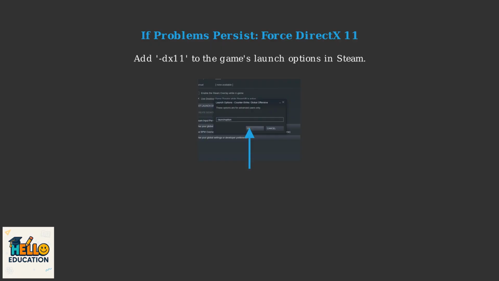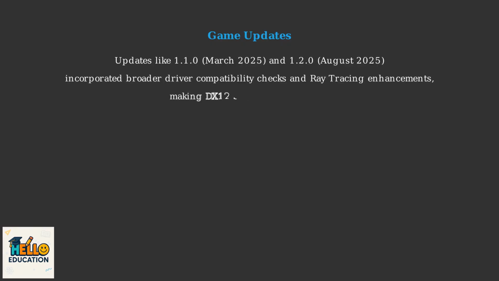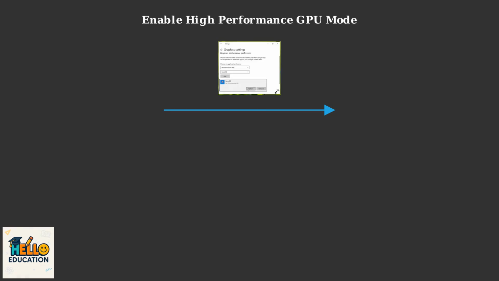By mid-2025, updates like 1.1.0 (March 2025) and 1.2.0 (August 2025) incorporated broader driver compatibility checks and ray tracing enhancements, making DX12 stable for most users. If basic fixes don't resolve the issue, try enabling high-performance GPU mode in Windows settings. This ensures the game uses your dedicated graphics card instead of integrated graphics.